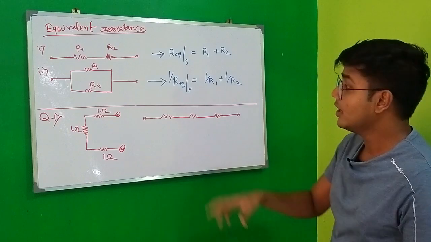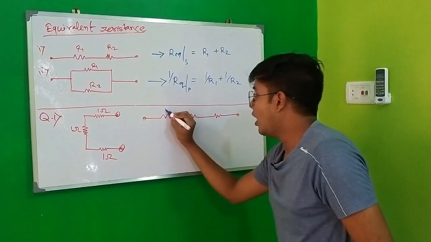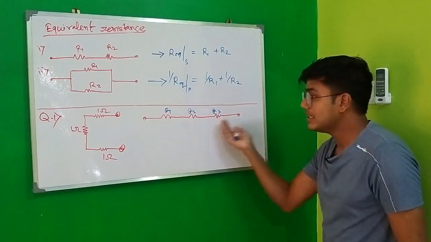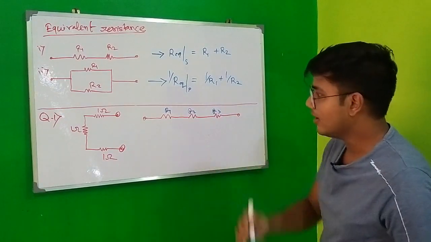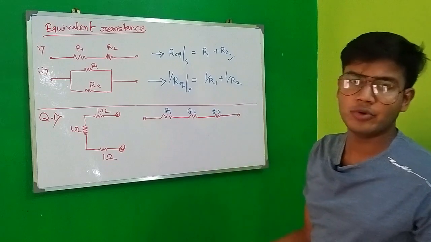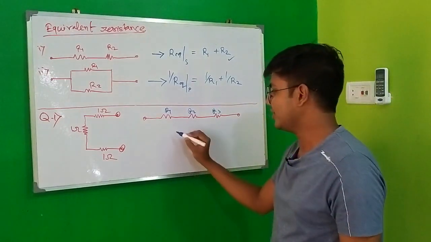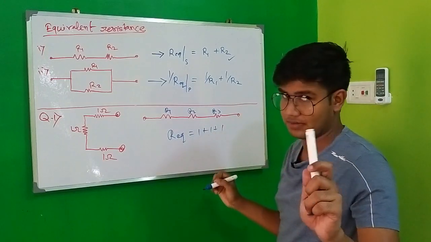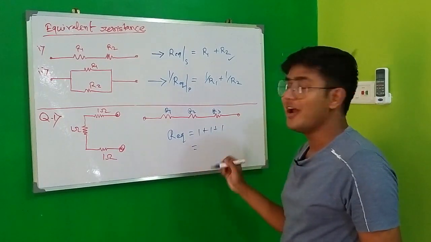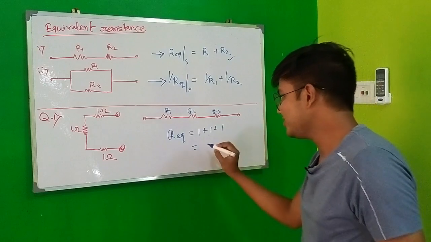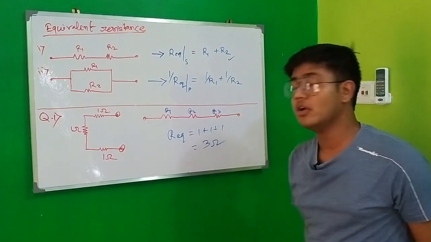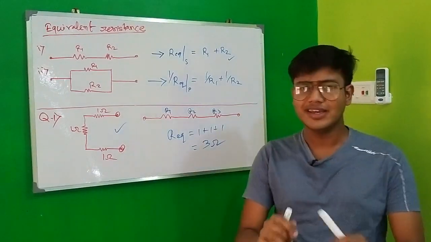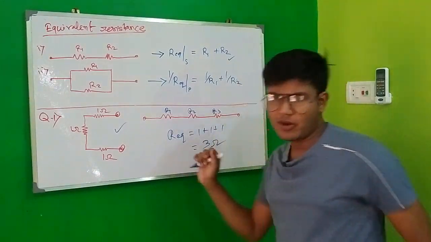So you are getting 3 resistances R1, R2, R3 in series combination, and we know in series combination we have to add them to get the equivalent resistance. So R equivalent should be 1 plus 1 plus 1 ohm, which gives you 3 ohm. So in this case the equivalent resistance for this circuit is 3 ohm. Let's move on to the next one.